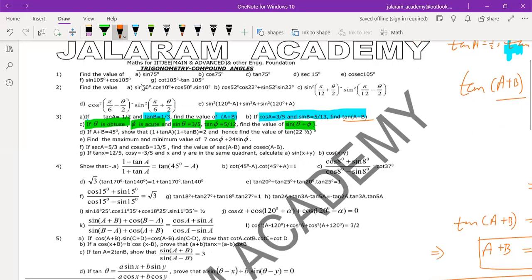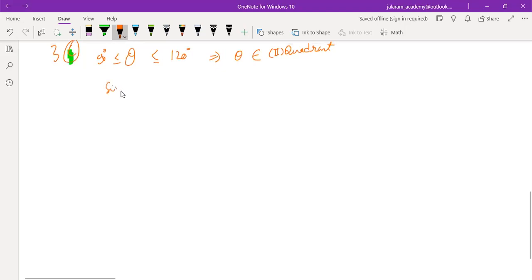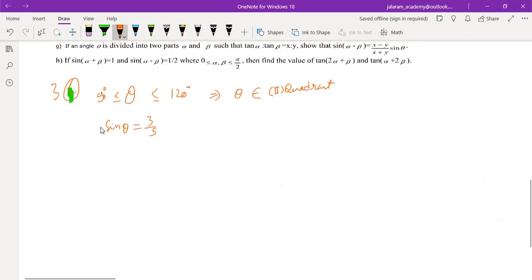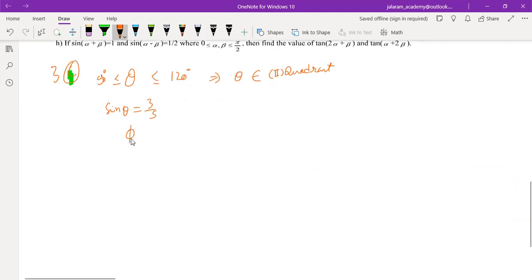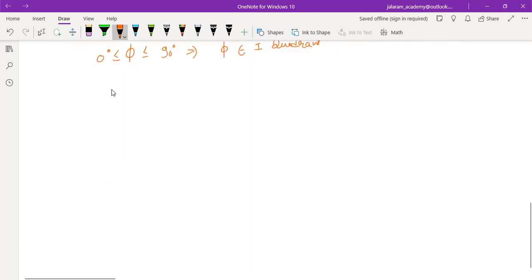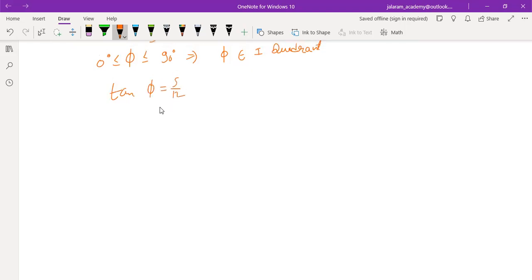Sin theta equals 3 by 5 is given. Again, phi is acute, means phi lies between 0 degree to 90 degree, means phi belongs to first quadrant. Tan phi equals 5 by 12. We know that all the trigonometric ratios in the first quadrant are positive, so tan phi is also positive.